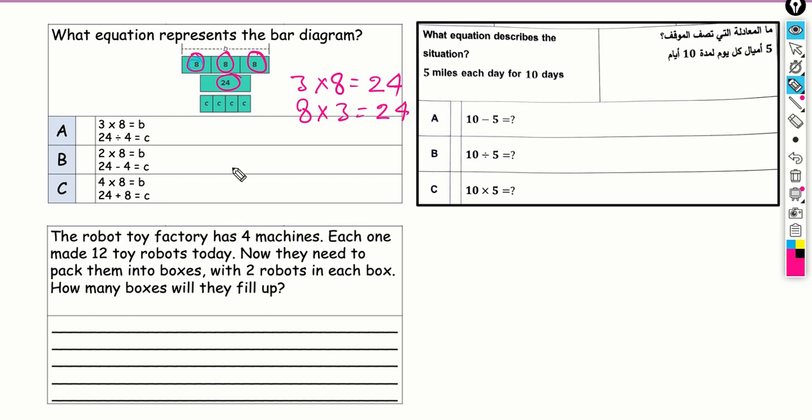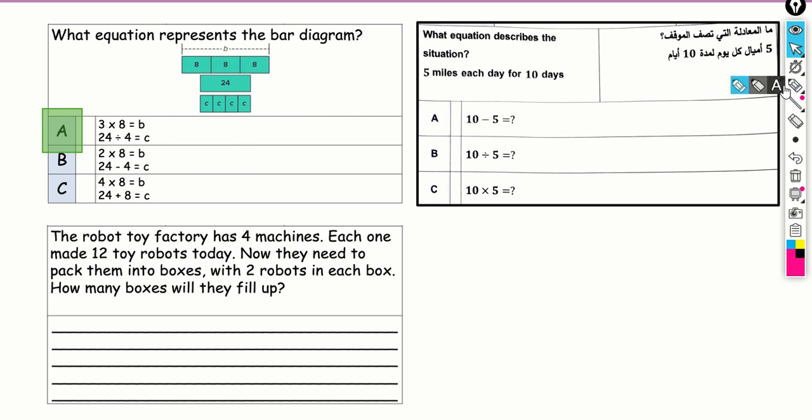24. Now here C is unknown, so if you want to write in terms of C, think about it: how many Cs do you see here? 1, 2, 3, 4. So how will you write the divide equation? Think about it.